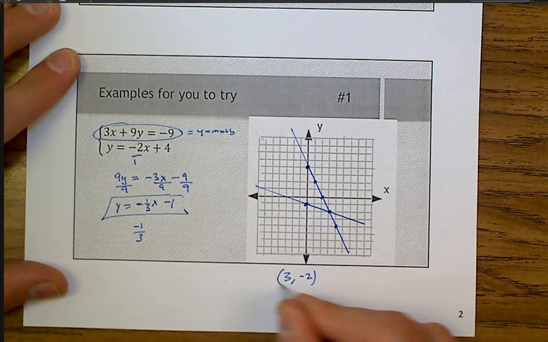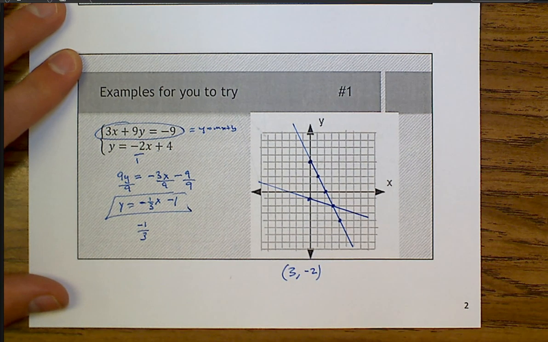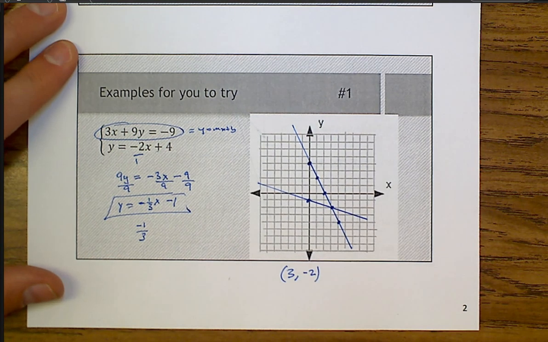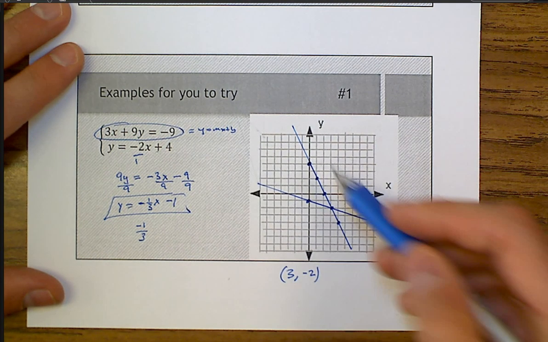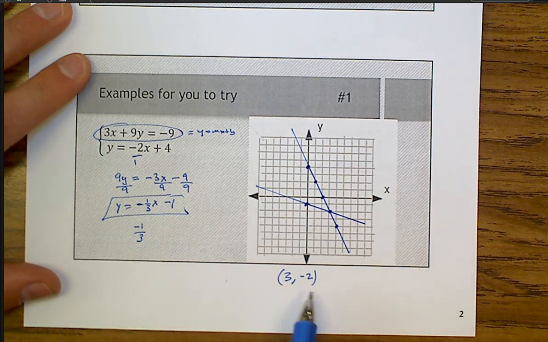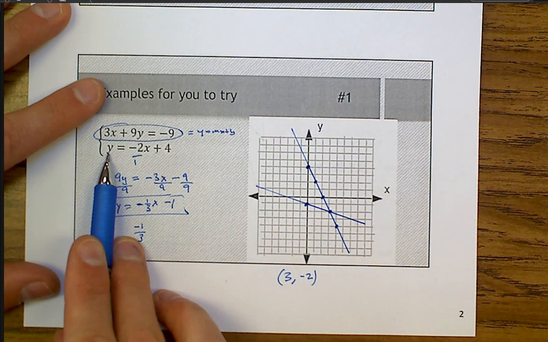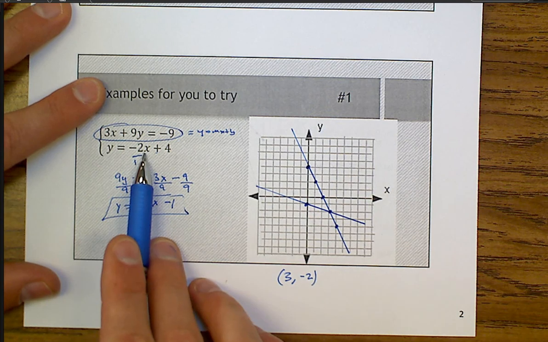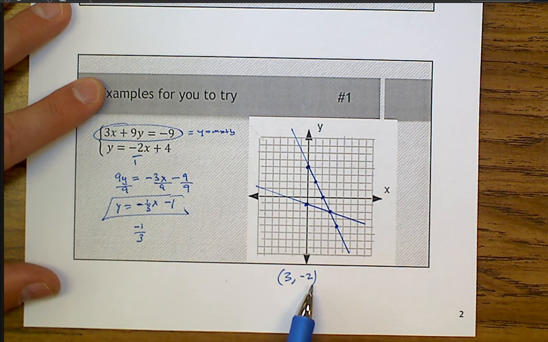Now, once you get a solution, what should you probably do? We should check it, especially when you're graphing because of the human element that's involved in graphing by hand. So, for example, if I take this equation here, plug in a negative 2 for y, I get negative 2 times 3, which is negative 6. Negative 6 plus 4 is negative 2. Check.